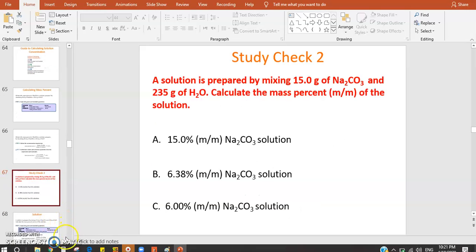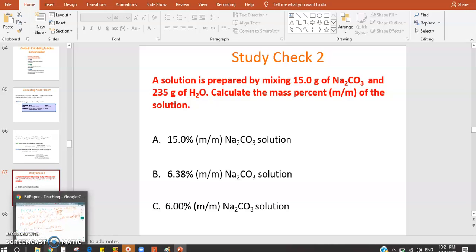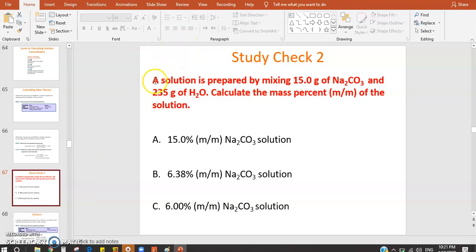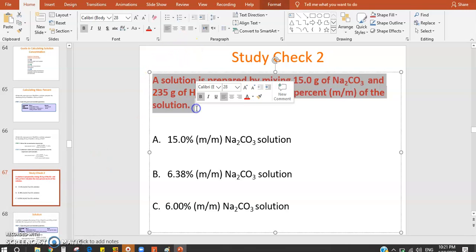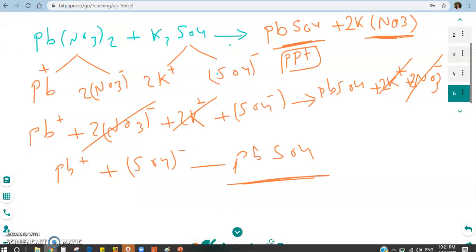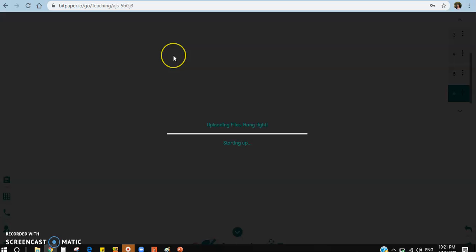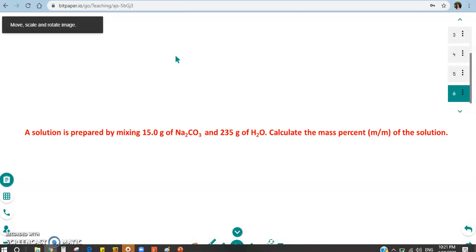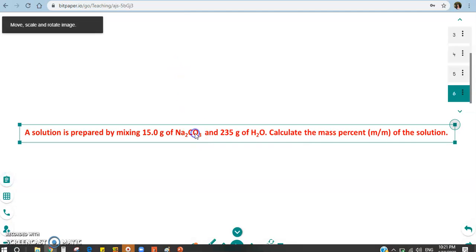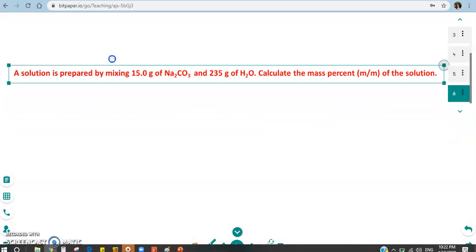So let's try this study check together. A solution is prepared by mixing 15 grams of Na2CO3 with this many grams of water. Calculate the mass percent. You can do it in your notebook now, and I will be doing it with you. So here is our problem.